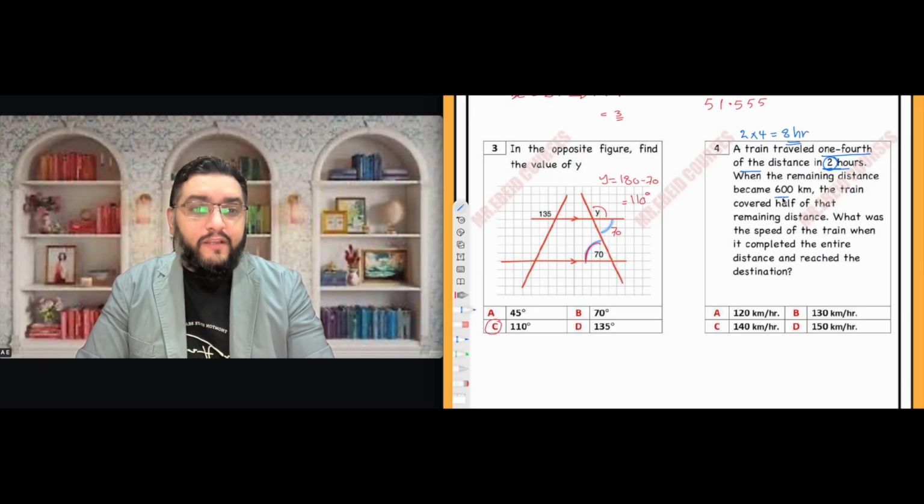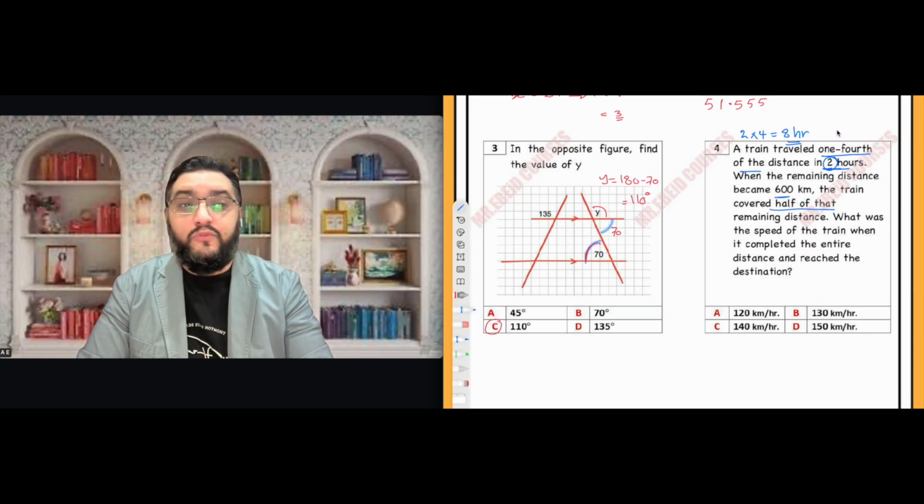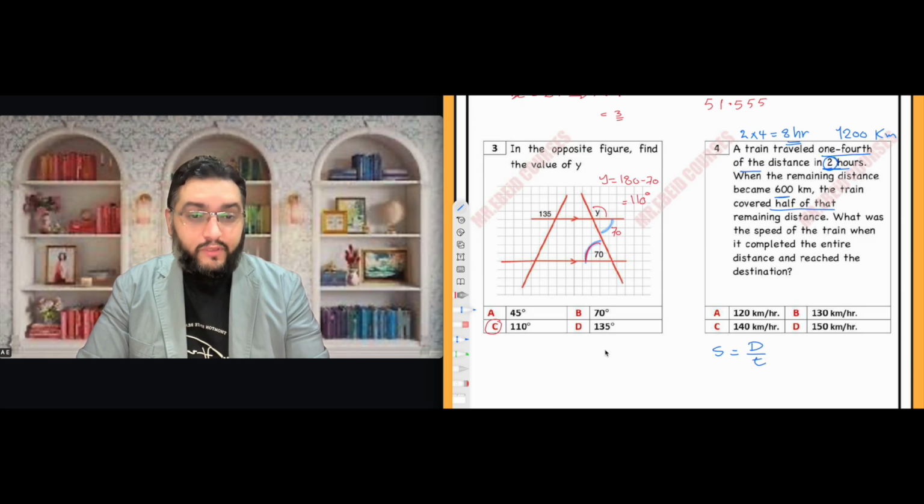And we have 600. It means that we covered half of the distance. So half of the distance is 600 kilometers. So all of the distance is 600 times 2, which equals 1,200 kilometers. You know that to find the speed, it's distance over time. This is the magical triangle from physics: speed, distance, time. If you want to find the speed, it's distance over time. If you want to find the time, it's distance over speed. If you want to find the distance, it's speed times time.